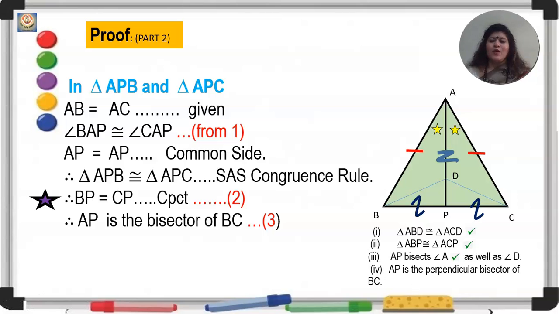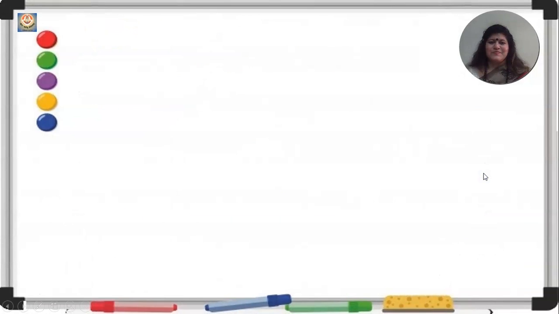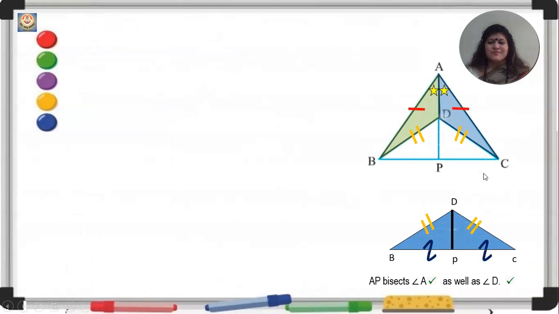Okay. Now we will go to the next part of the proof. Have a look. Now, why is it that I have taken two separate triangles in this? It is just for you all to understand it better. You have to prove in this that AP bisects angle A, which you have already done.